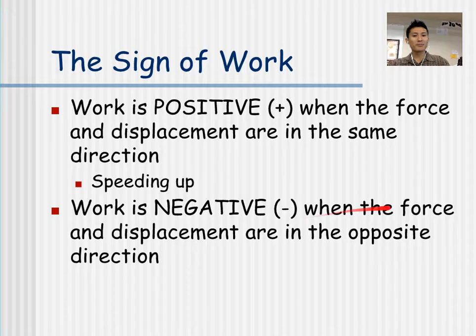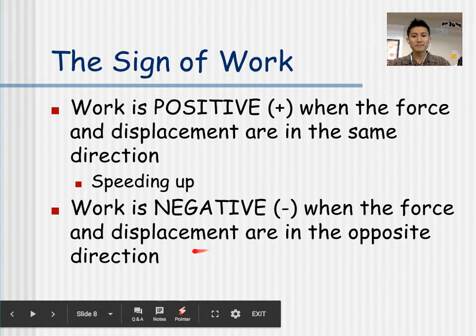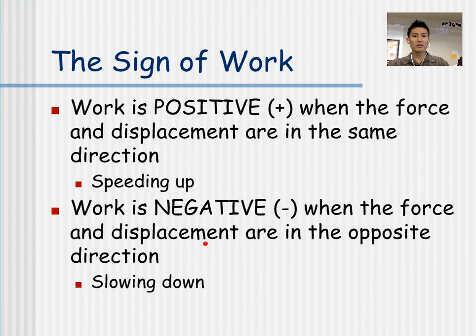However, if my force, let's say the box was already moving, and let's say I was at Ice Palace, there's a huge cone that's moving my way, and I use a force against the direction that the cone is moving, or my force is opposite of the displacement, the object will be slowing down and my work will actually be negative.